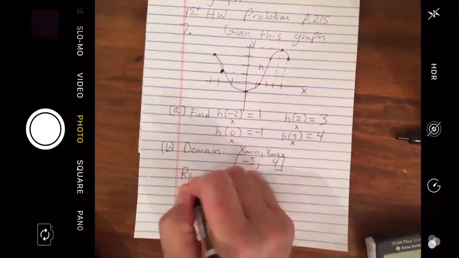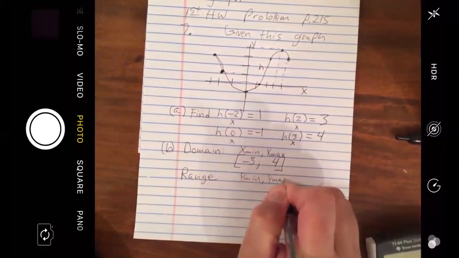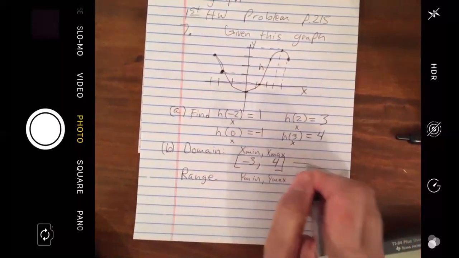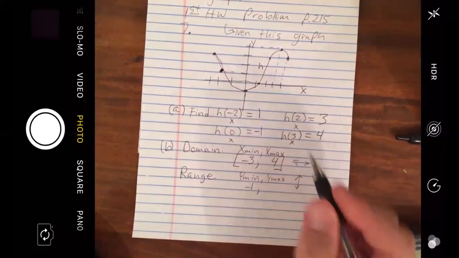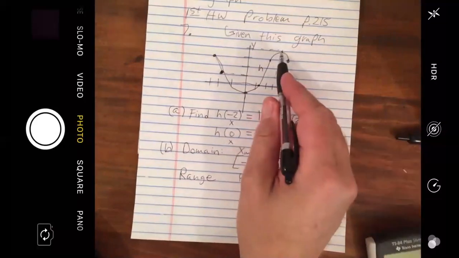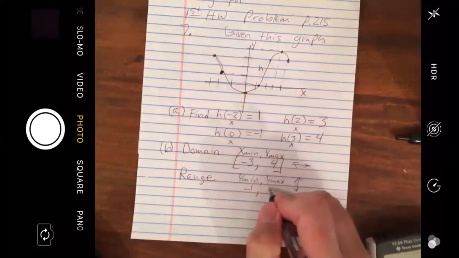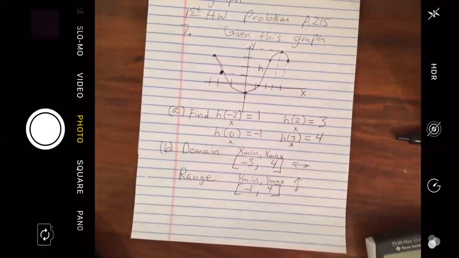Range, Y min, Y max. Thinking vertically, here you're going horizontally. It looks like the lowest Y is at -1. Highest is up here at this peak at 4, and we're covering every Y in between. And again, no open circles in the middle. So that's our range of Y values. Any questions about that? No, sir.